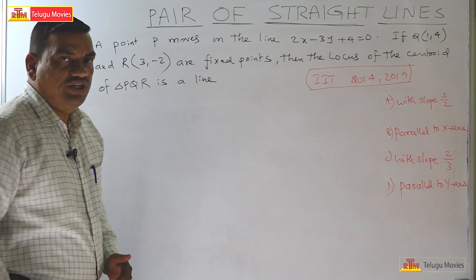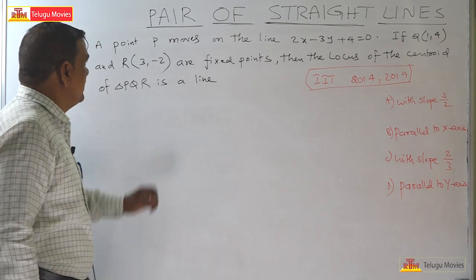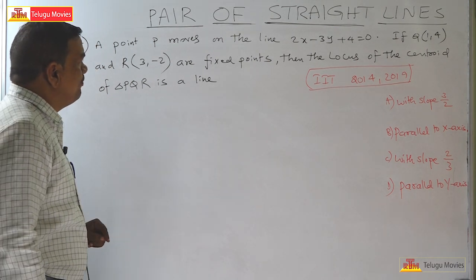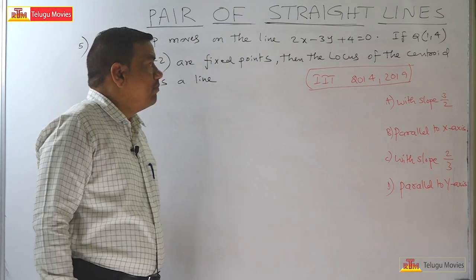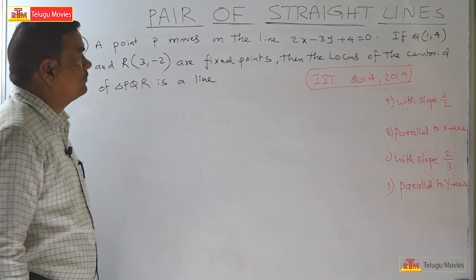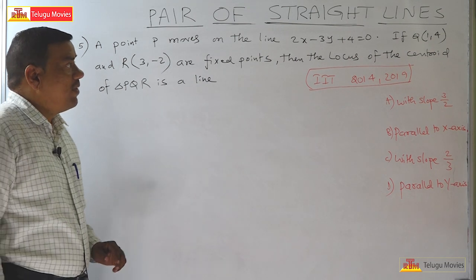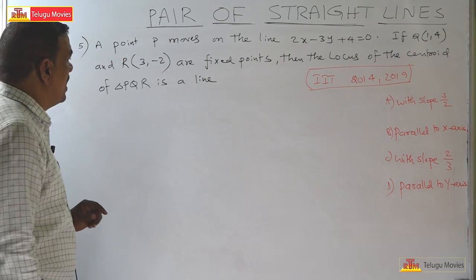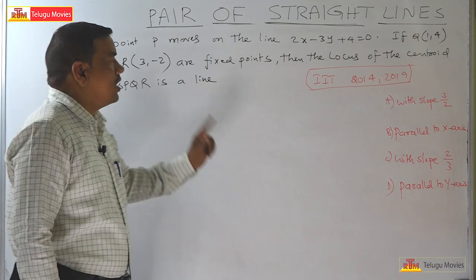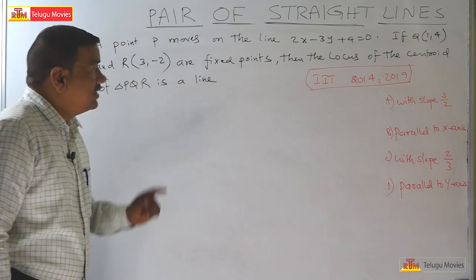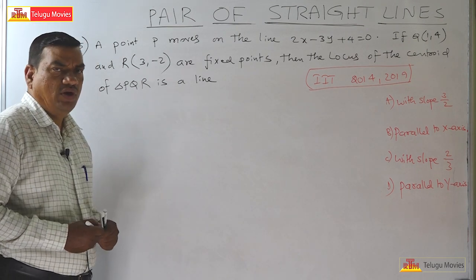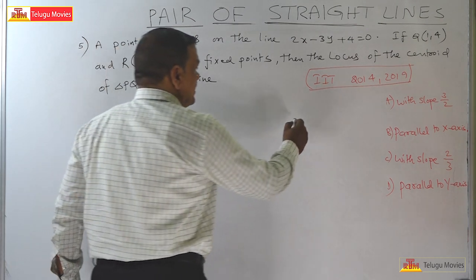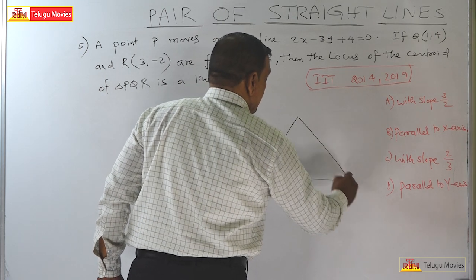So welcome to this problem. The problem is here. A point P moves on the line 2x minus 3y plus 4 is equal to 0. If Q(1, 4) and R(3, minus 2) are two fixed points, then the locus of the centroid of the triangle PQR is. Very clear. On the whole it is a triangle.